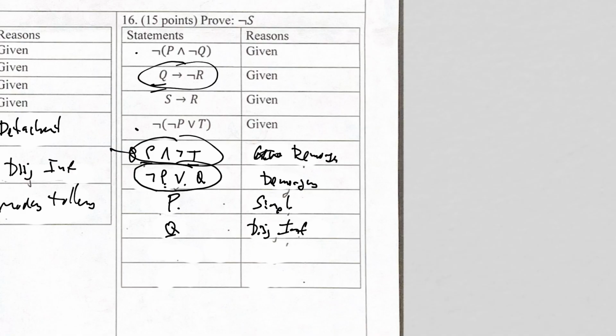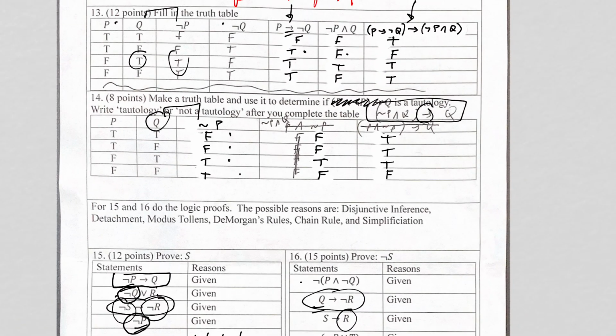Now that I have the Q, I can come over here. This is a detachment situation. And now that I have the not R, I see the opposite of it on the right-hand side. So the conclusion is the opposite of the thing on the left. Modus tollens. Again, I'm not sure about this. Maybe I changed the question. Something went wrong. Maybe I even have a mistake.